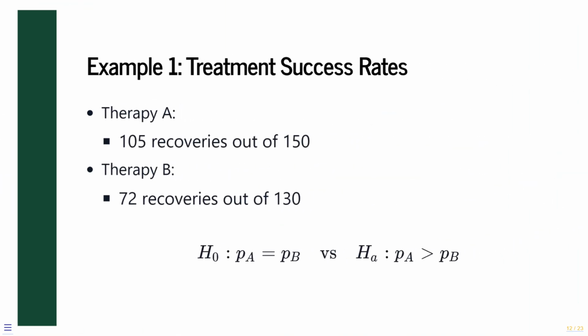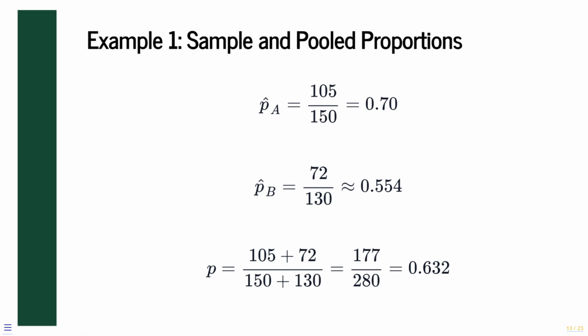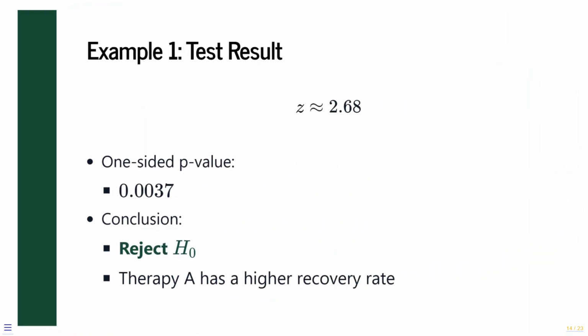So in example 1, therapy A has 105 recoveries out of 150 patients, and therapy B has 72 recoveries out of 130 patients. We test whether therapy A has the higher recovery rate. The sample proportions are 0.70 and about 0.554. The pooled proportion is 0.632. The test statistic is about 2.68, with a one-sided p-value of 0.0037. We reject H sub 0 and conclude that therapy A has a higher recovery rate.